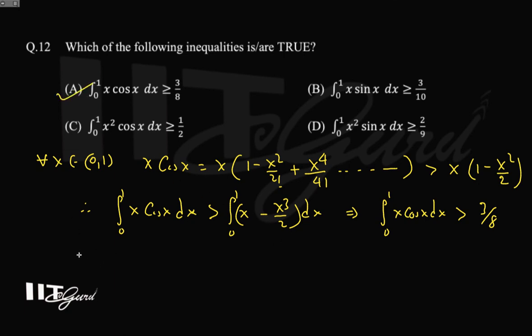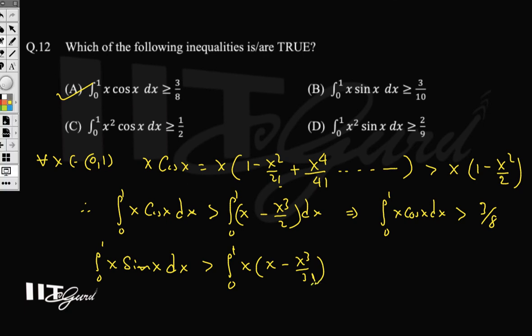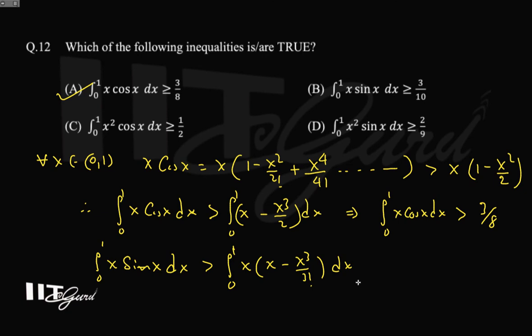Now similarly go for sin x also. So here integral 0 to 1 of x sin x. In sin x, you have to consider all the odd terms. So for sin x also, it is like this: 0 to 1, x times the bracket x minus x cube upon factorial 3, factorial 3 being 6, dx. After solving this, you will get the result 3 by 10. So this implies integral 0 to 1 of x sin x dx is greater than 3 by 10. Okay, so B option is also correct.